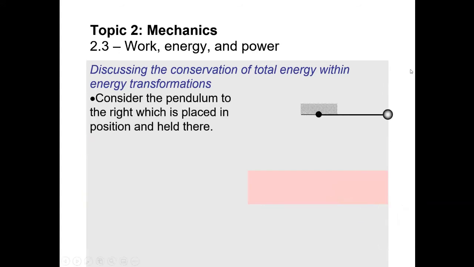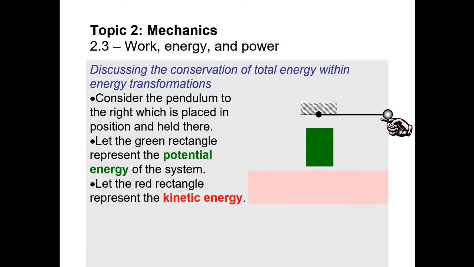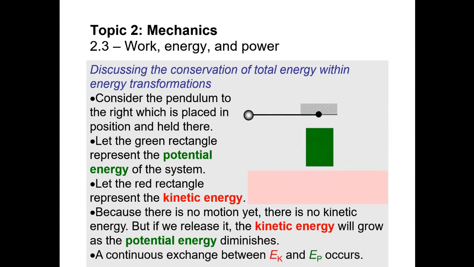Consider the pendulum to the right, which is placed in a position and held there. Let the green rectangle represent the potential energy of the system, maximum gravitational potential energy. Let the red rectangle represent the kinetic energy. Because there is no motion yet, there is no kinetic energy, but if we release it, the kinetic energy will grow as the potential energy diminishes. A continuous exchange between kinetic and potential energy occurs.